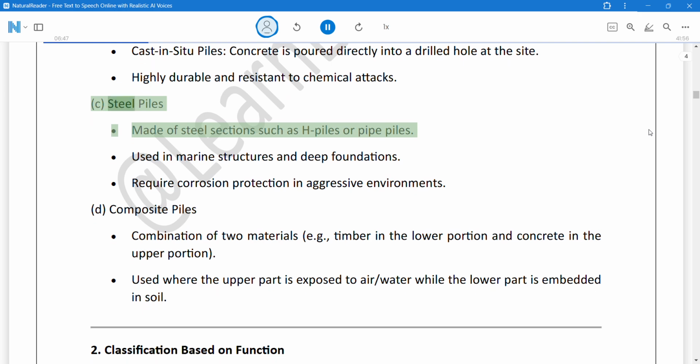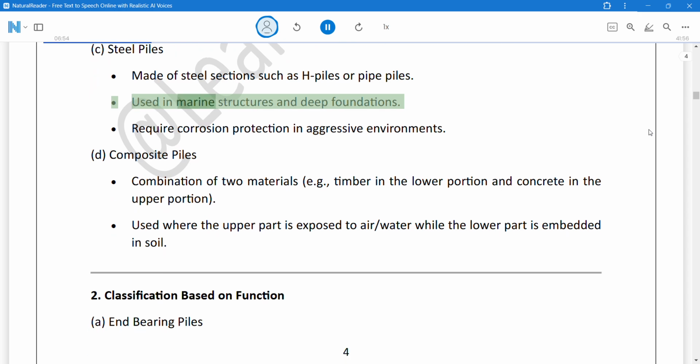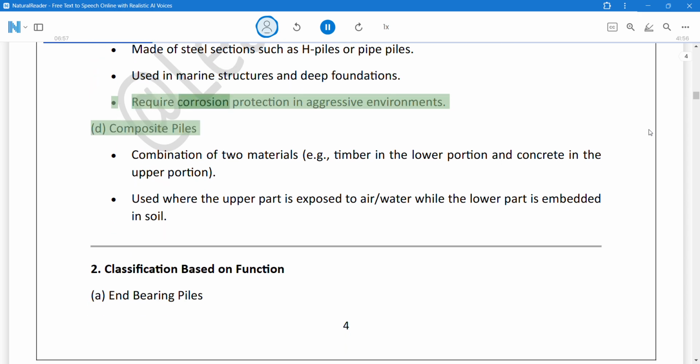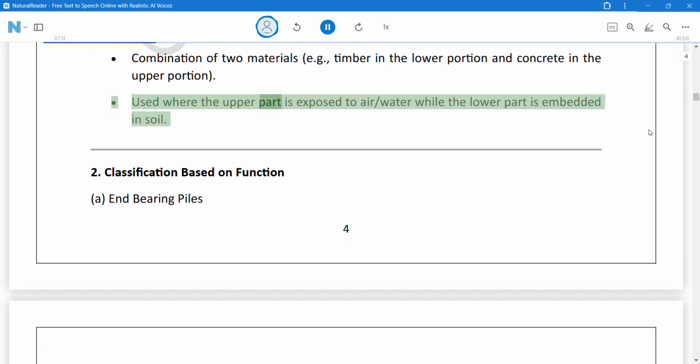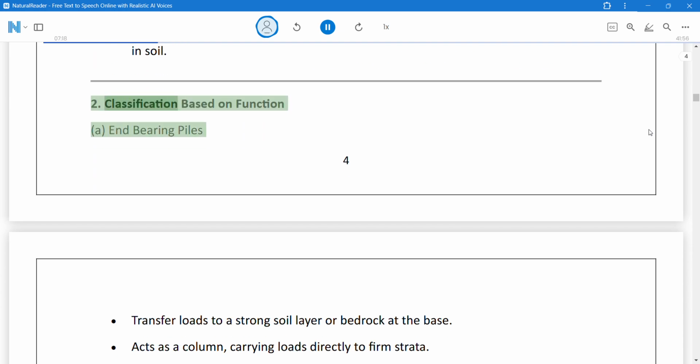Steel piles made of steel sections such as H-piles or pipe piles. Used in marine structures and deep foundations. Require corrosion protection in aggressive environments. Composite piles: combination of two materials. Used where the upper part is exposed to air or water while the lower part is embedded in soil. 2. Classification based on function: end-bearing piles.